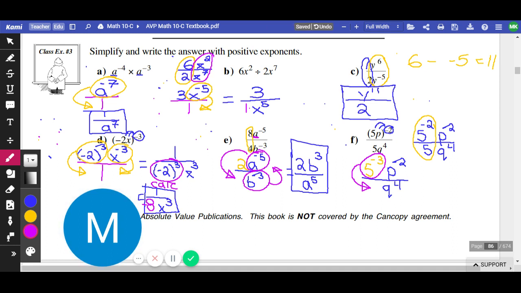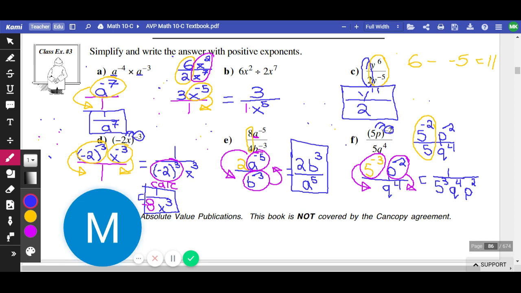I have p to the negative 2. That needs to move because it's a negative exponent. The q to the power of 4 stays on the bottom because it was a positive exponent. My answer would be 1 on top, 5 to the power of 3 on the bottom, q to the power of 4 on the bottom, p to the power of 2 on the bottom.